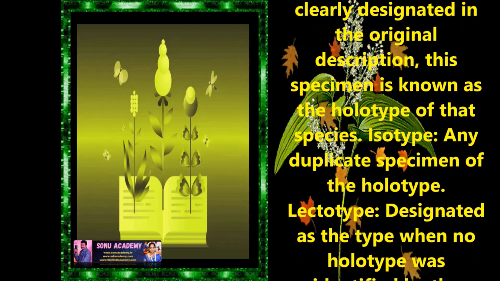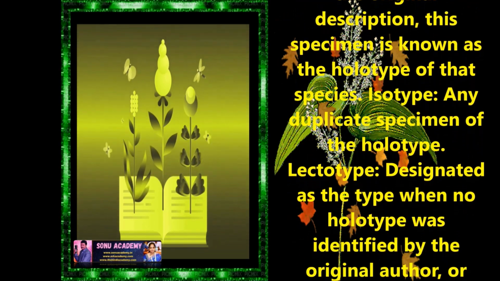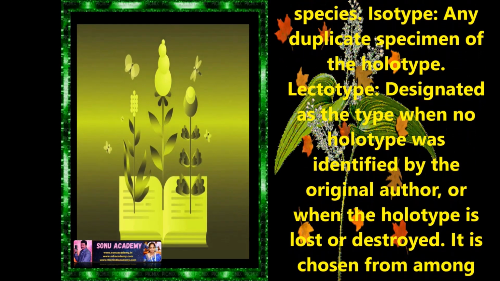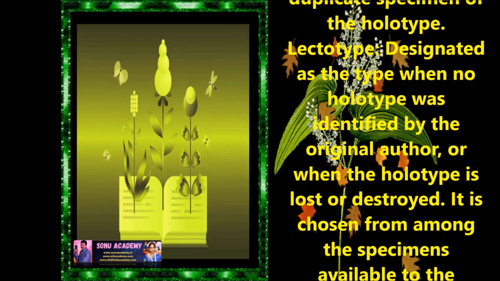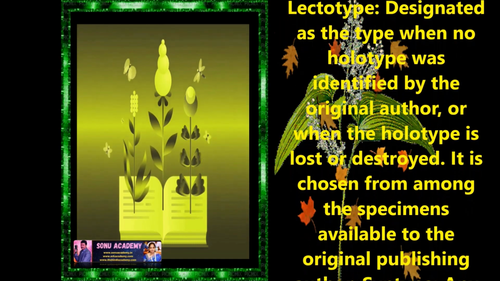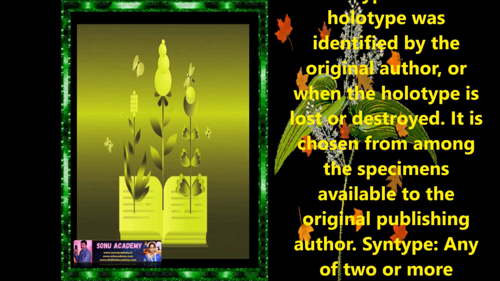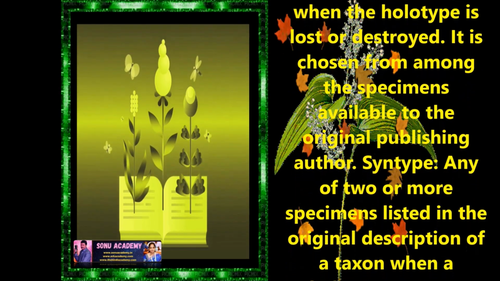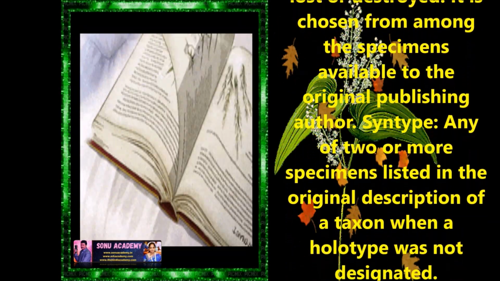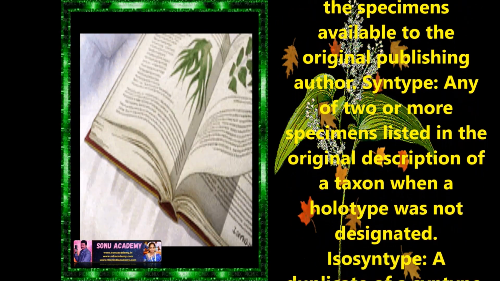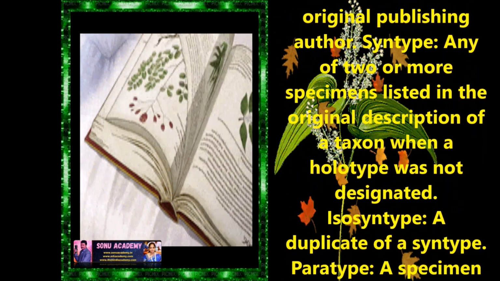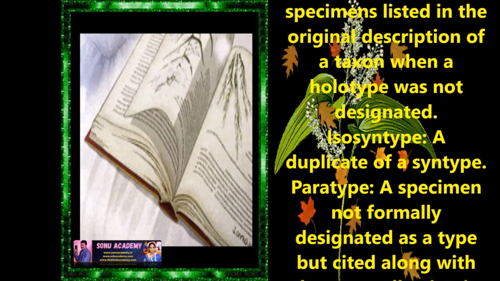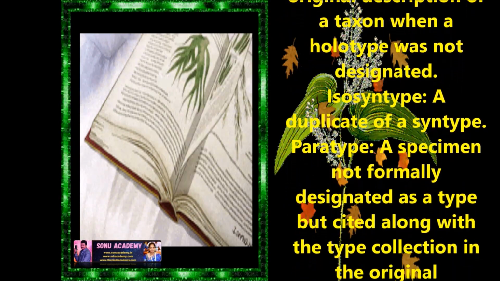The third one is lectotype. It is designated as the type when no holotype was identified by the original author, or when the holotype is lost or destroyed. It is chosen from among the specimens available to the original publishing author. The next one is syntype: any two or more specimens listed in the original description of a taxon when a holotype was not designated. Another one is isosyntype, a duplicate of a syntype.